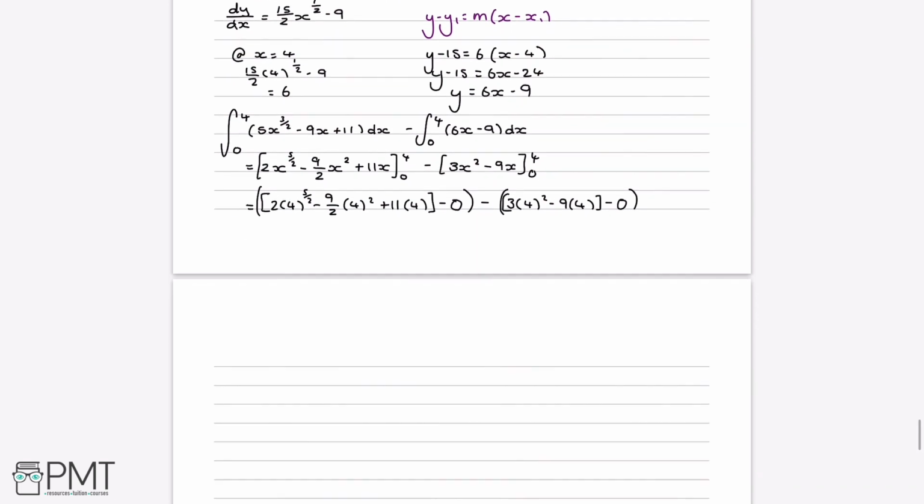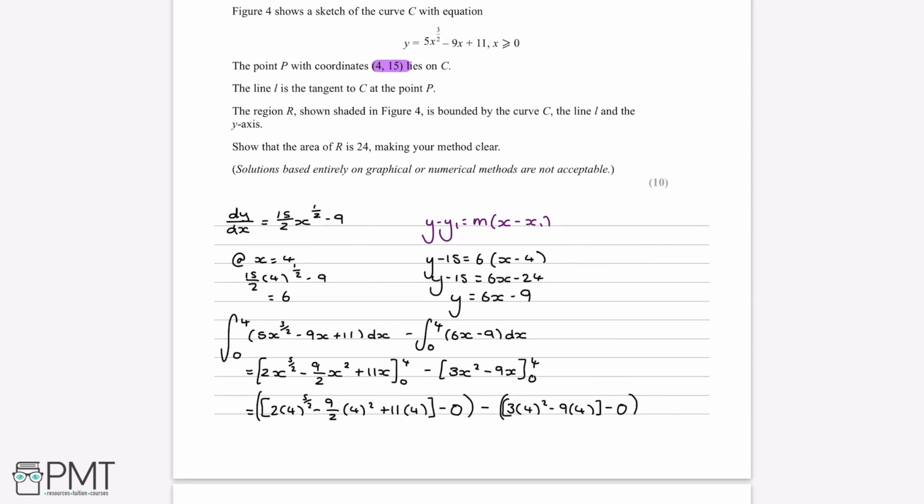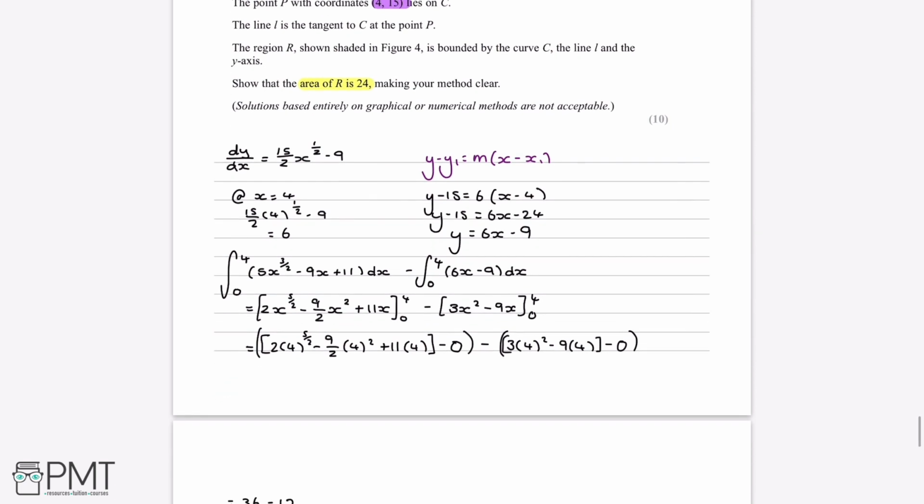So now if we do some calculations, putting the first sum into our calculator gives us 36. And then 36 take away 0 is just 36 still. And then the integration of line L gives us 12, so we're taking away 12. And this leaves us with 24, which if we scroll back up to the question, is what we were asked to show. So we can conclude with saying that the area of R is 24, and we don't know units, so we can't give a unit squared.